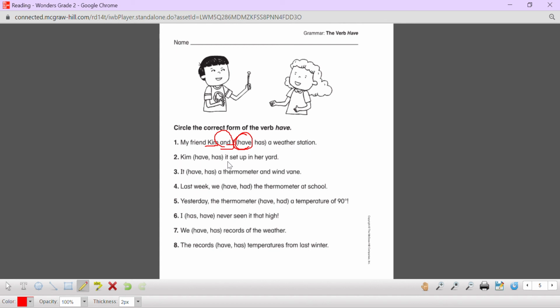And let's try the second one together again. Kim blank it set up in her yard. So I have a subject as Kim. Is it singular or is it plural? It's singular and it's actually a third person, Kim. So I use has.